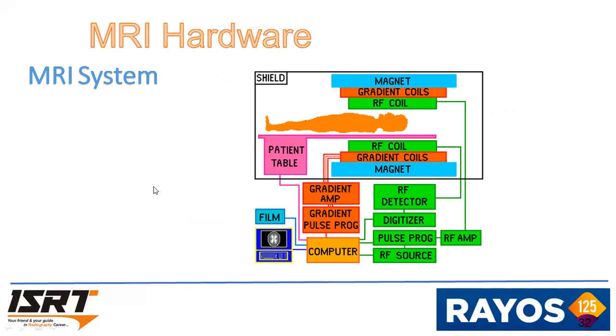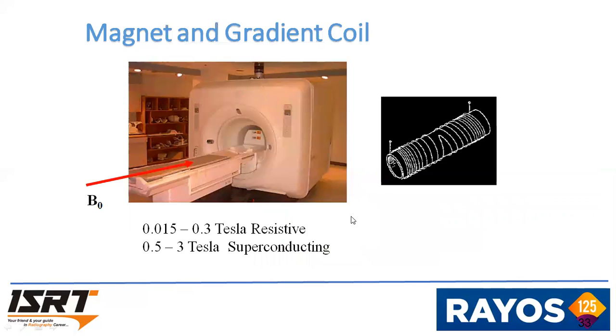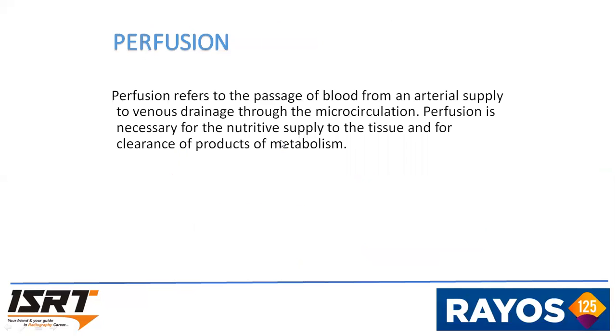This is the MRI hardware, the MRI system. The main components are the radio frequency coil, gradient coil, magnet, and the patient table. This is the magnetic bore here, and the radio frequency coils receive and emit a signal, in a complex process, and we get the images. This is the picture of the MRI, and this is a gradient coil. This is a giant magnet. It's always switched on. It's a superconducting magnet.